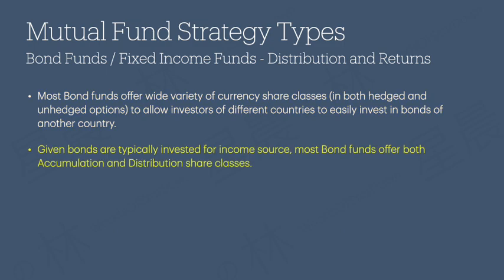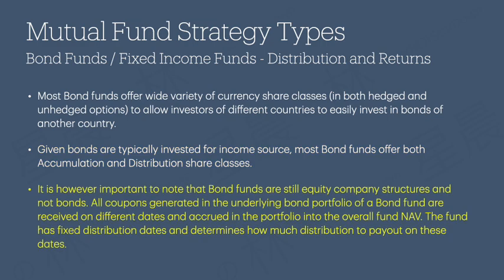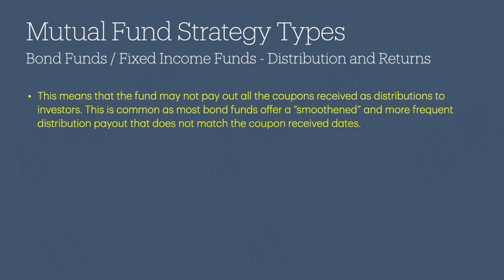Many bond investors are income driven. Therefore, most bond funds offer both accumulation and distribution share classes. It is important to note that bond funds are equity companies that invest in bonds. So a bond fund receives all the coupons generated from the underlying bond investments in its portfolio on different dates and pulls them back into the portfolio as part of the overall fund NAV. Separately, the fund determines when and how frequent it should distribute income, and also decide how much to pay out. This basically means that, just like companies do not pay out all their revenue as dividends, a bond fund does not necessarily pay out all the coupons received as distributions to investors.